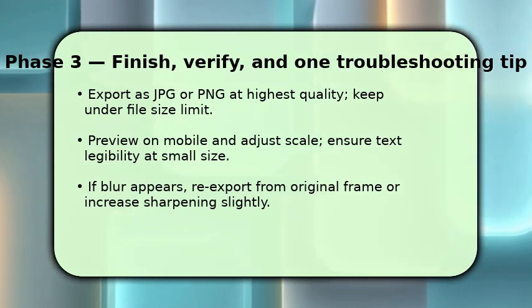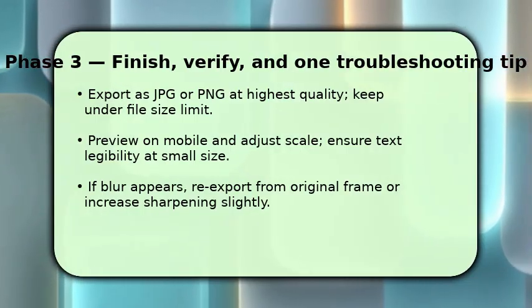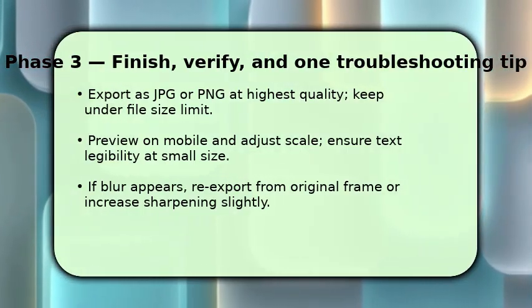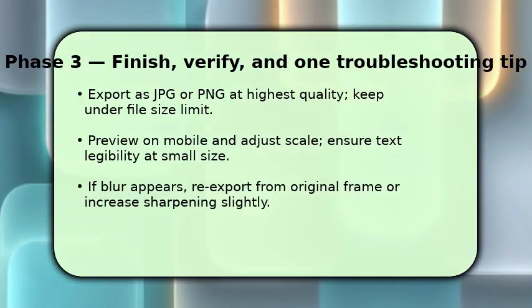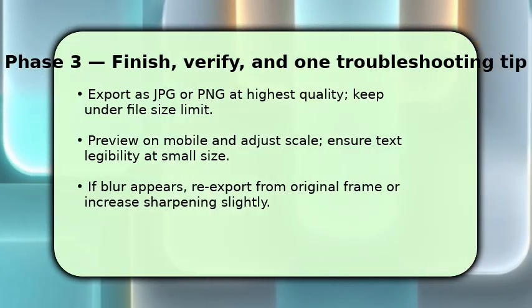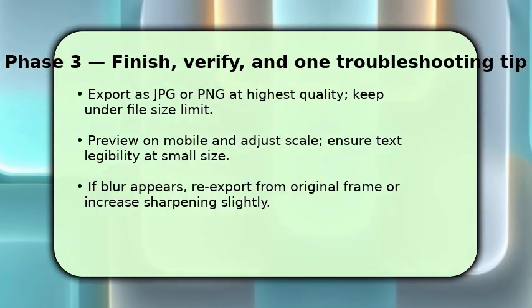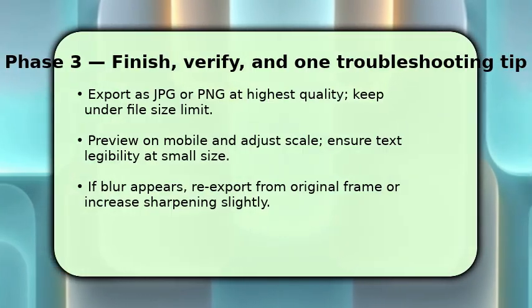This step is crucial, because thumbnails mostly live on small screens and you must ensure the subject and text remain readable. If something looks off, go back and tweak scale, contrast, or text weight. One quick troubleshooting tip: if the image looks soft, reopen the original frame and export again, or bump sharpening slightly. That fixes most blurriness issues.